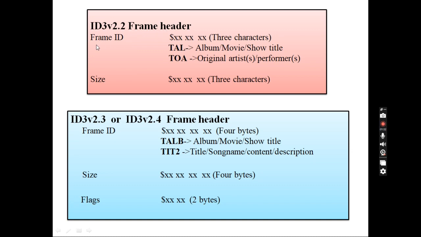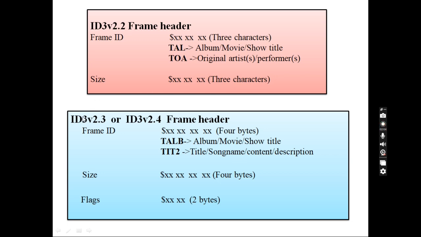So this frame ID is the tag name. The frame ID is of 3 characters. Under this frame ID we have TAL and TOA. Whenever we have the tag TAL, this will represent album, movie, show title, and whenever we have the tag TOA, this will represent original artist, performer. For this frame ID, a total of 3 bytes of memory will be allocated. The next is size. Size is of 3 characters, so 3 bytes of memory will be allocated.